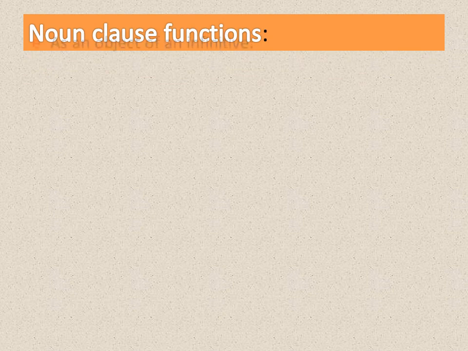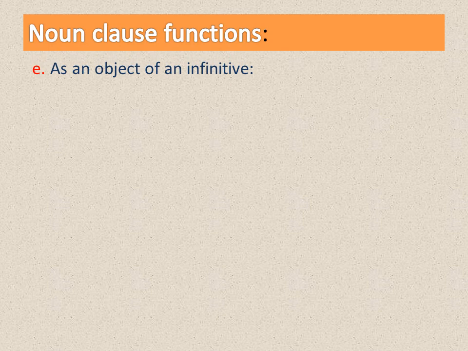Students, let us see the last function of a noun clause. The last function is noun clause acts as an object of an infinitive. Students, do you know what is infinitive? To plus verb form is called infinitive. To write is an infinitive. To play is an infinitive. To sing is an infinitive. So to plus verb is called infinitive. So let us see an example.